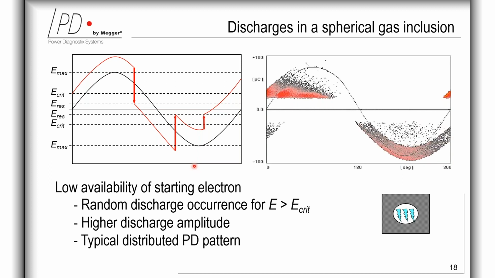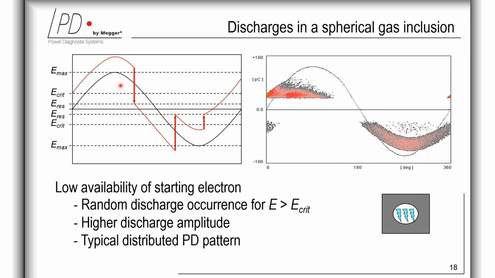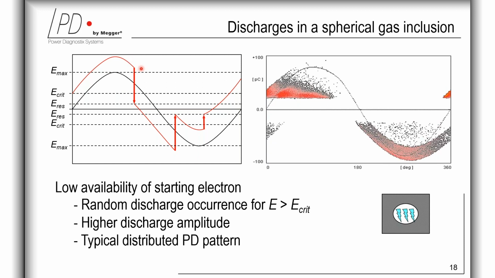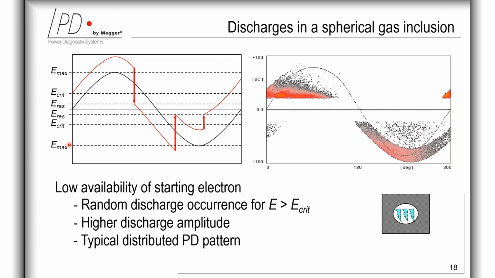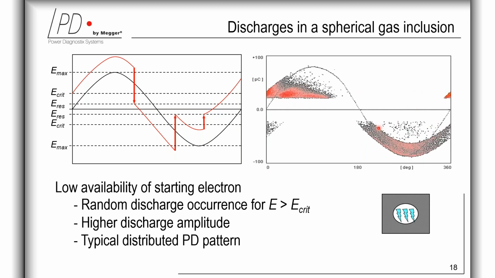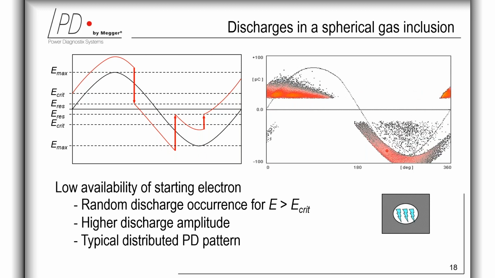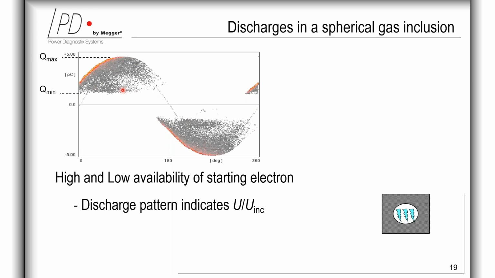electron avalanche. Here the time lag of the electrons derived from natural radioactivity or detrapping is high enough that the internal electric field can become much larger than the critical electric field, which is needed for the partial discharge inception, of course. And here on the right-hand side, the figure is illustrating the typical distributed phase-resolved partial discharge pattern. On the previous slide, we have seen the case with low availability of starting electrons, and here the PD pattern with high availability of electrons is shown.